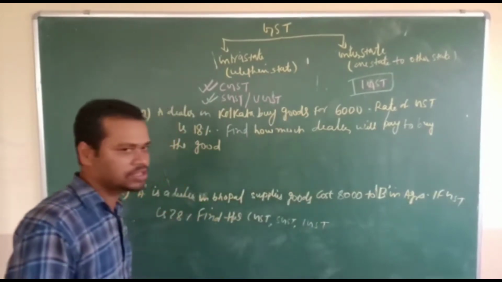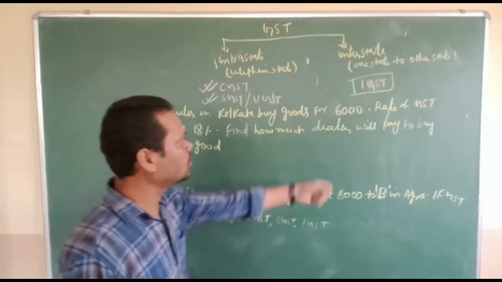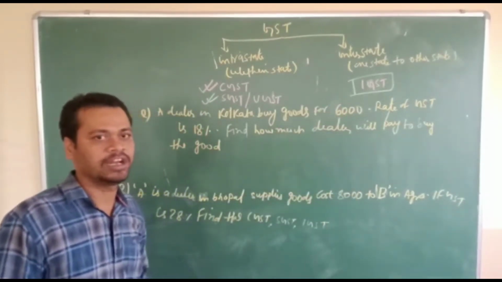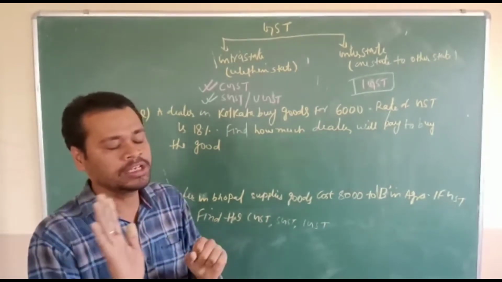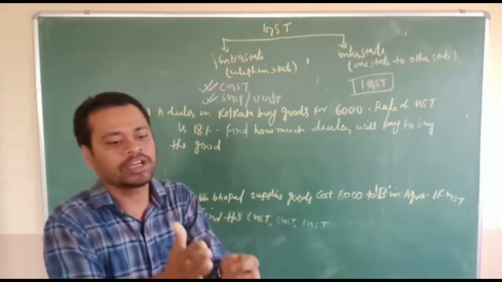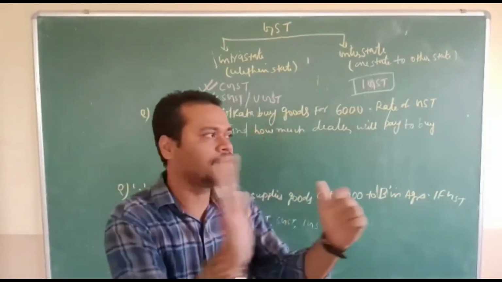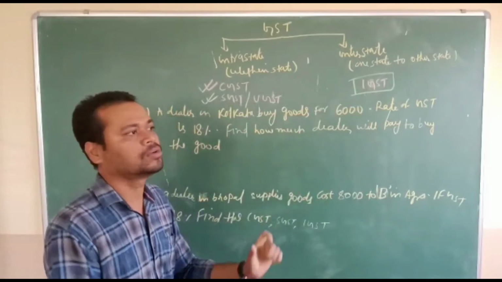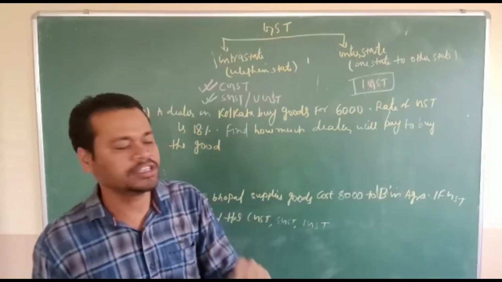I have taken two questions. One question on CGST, SGST, another question on IGST to make things very clear to you. But remember only two things. If movement is within the state, we have to pay CGST, SGST. Tax will get divided into two equal parts. If movement is from one state to another state, the entire tax will go to the central government, and that is called IGST, integrated GST.